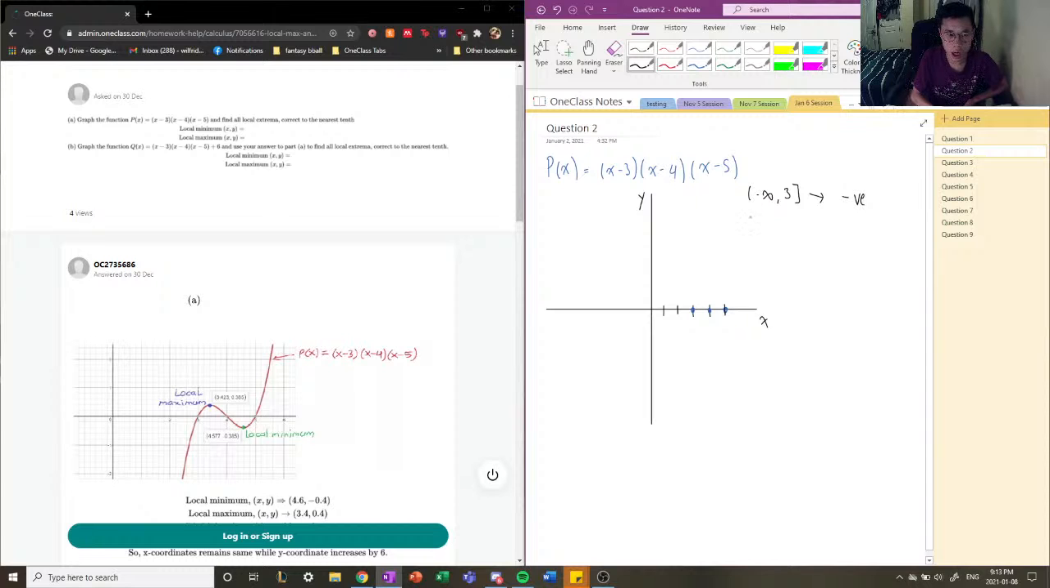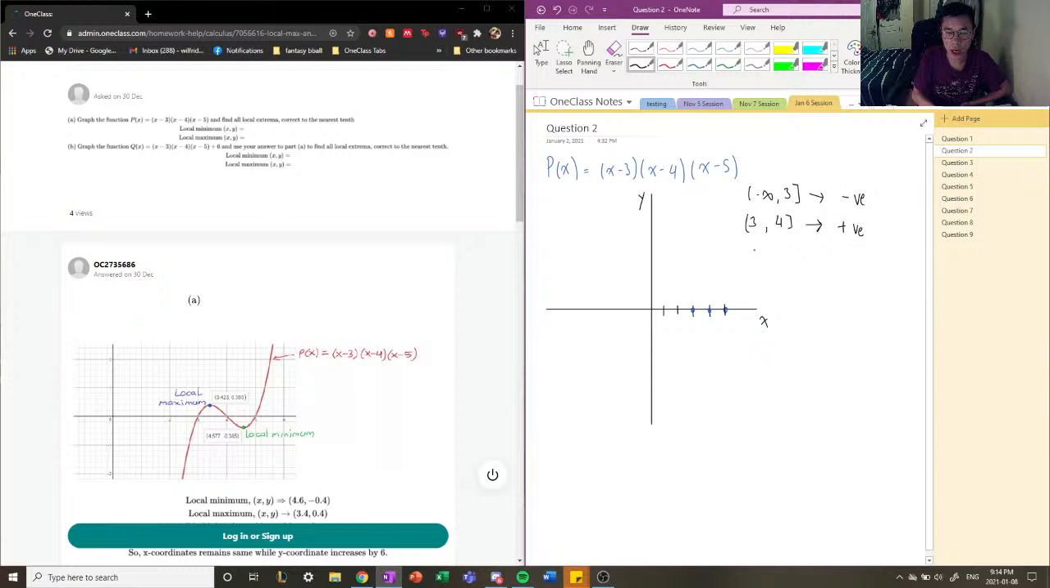All right, so from the interval 3 to 4, let's say that we evaluate 3.5. So we plug 3.5 in here. The first bracket is going to be positive: 3.5 minus 3 is 0.5, a positive number. 3.5 minus 4 is a negative number, so we have negative times positive is negative. And 3.5 minus 5 is a negative number again. So it's positive, negative, negative, it's positive. So we have a positive interval here.